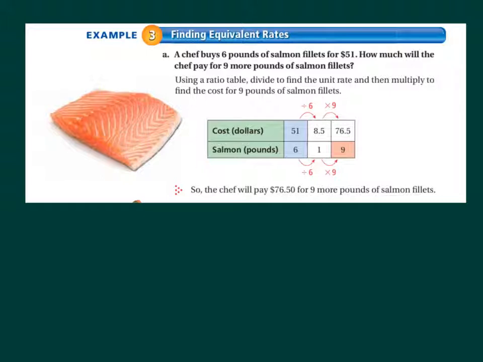Again, we saw tables like this. This is kind of what we have. We have to find a unit rate so that we can find a different price, or we could use equivalent ratios. But it says a chef buys 6 pounds of filet for $51, so we'll put $51 over 6 pounds. What we want to do is figure out what the unit rate is. So I want to figure out what the cost is per pound, so I can figure out how much 9 pounds cost. So when I take 51 divided by 6, I get 8.50.